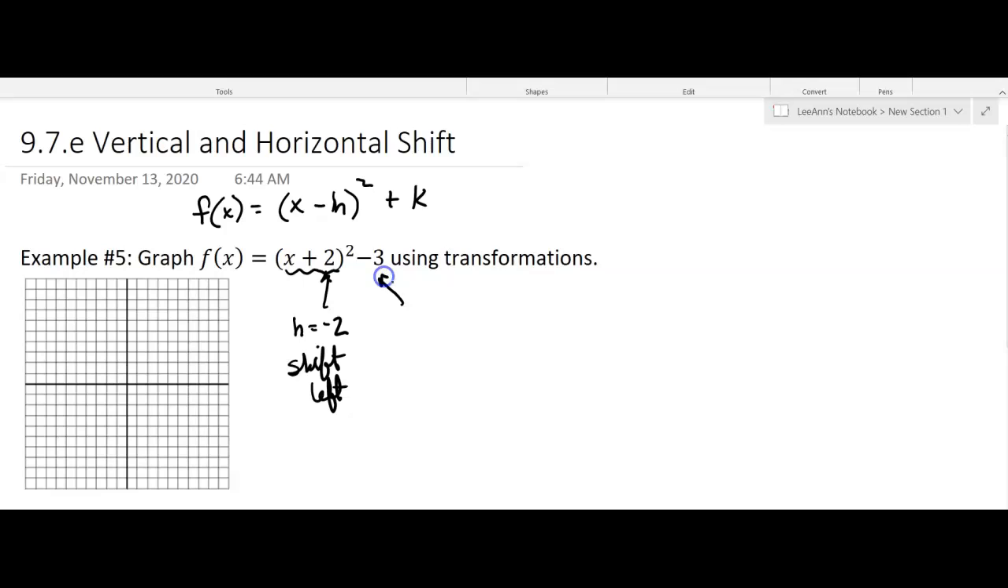And then back here, the k is negative 3. You keep that sign. You don't do the opposite. You keep that sign. All right, so k for keep. So h for opposite and k for keep. All right, so k is negative 3. That means it's going to shift down 3.